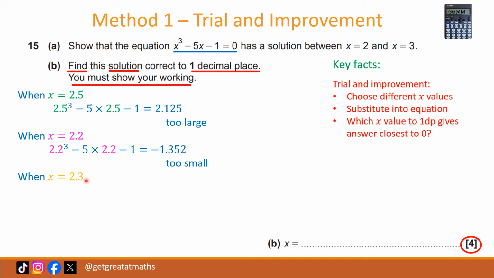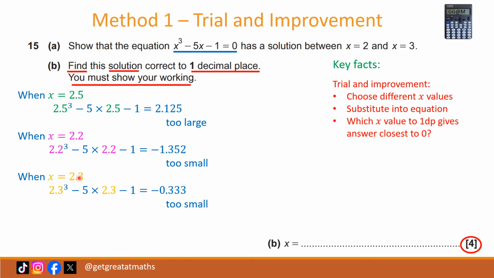So we now need to pick a number bigger than 2.2, but smaller than 2.5. So I'm going to go 2.3 and see what happens. So I've now got 2.3 cubed, take away 5 times 2.3, take away 1, which is going to equal minus 0.333. You can see that this is still below 0, so this is still too small, but we're closer to 0 than what we have been previously.